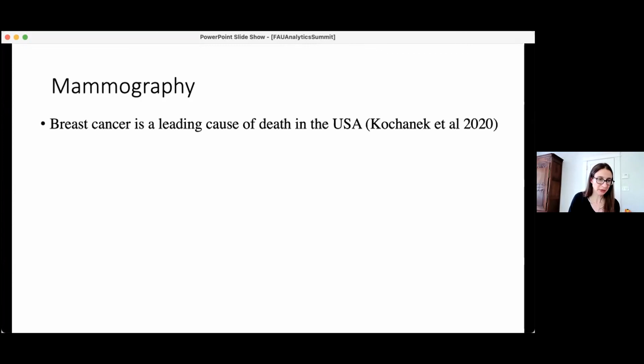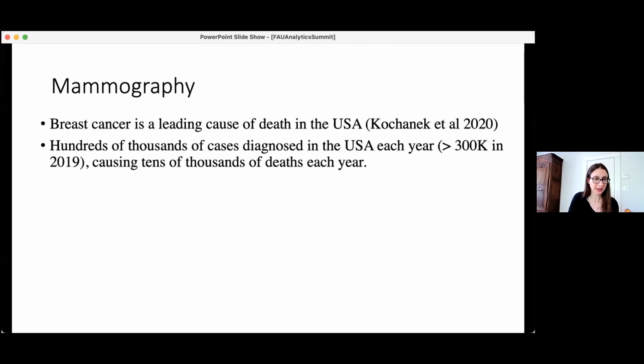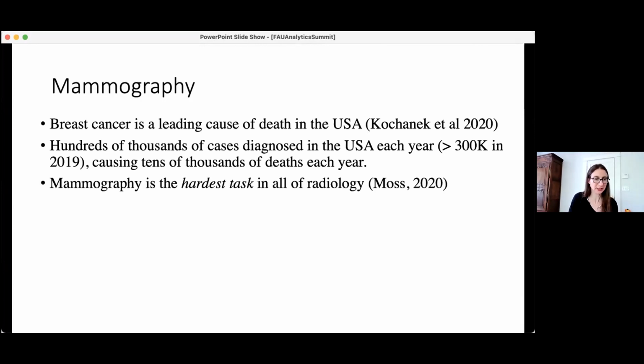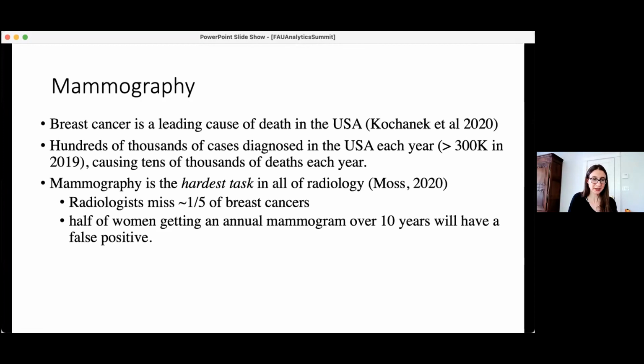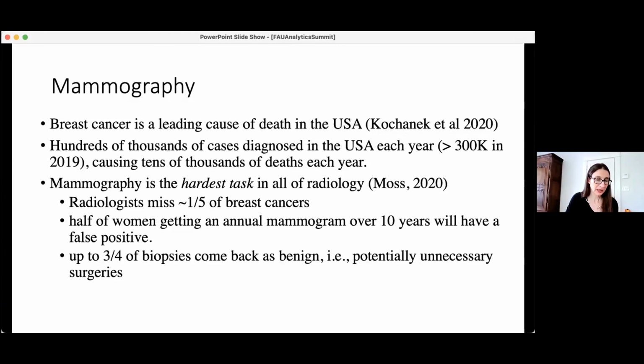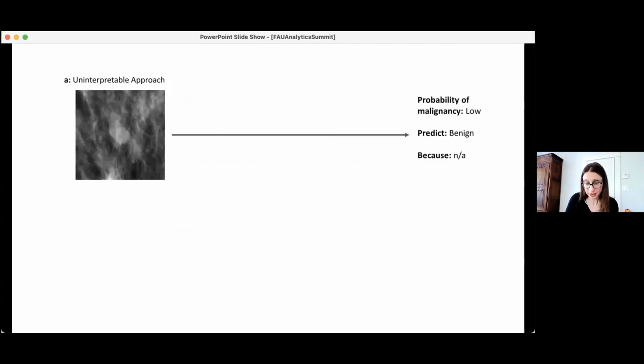So mammography, as you know, is for breast cancer, which is the leading cause of death in the USA. Hundreds of thousands of cases diagnosed each year, causing tens of thousands of deaths. It's the hardest task in all of radiology. Humans have a lot of trouble with it. Radiologists miss a fifth of breast cancers. Half of all women getting an annual mammogram will have a false positive, which means that the radiologists are seeing things, they're calling people in, it's a false positive. Up to 3/4 of biopsies come back as benign. In other words, potentially unnecessary surgery. So we thought, maybe this is something AI can help with.